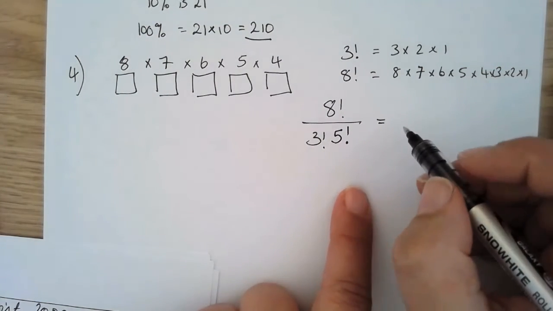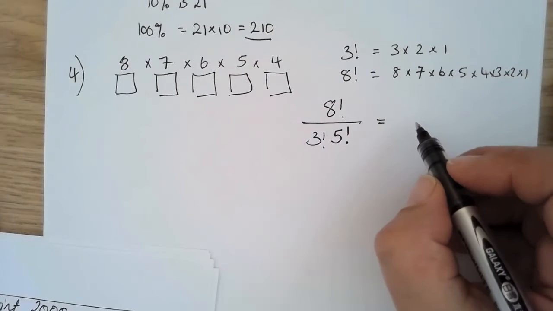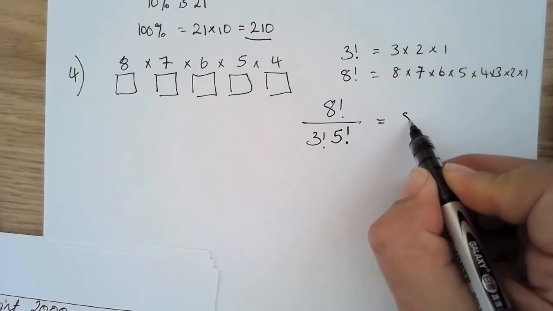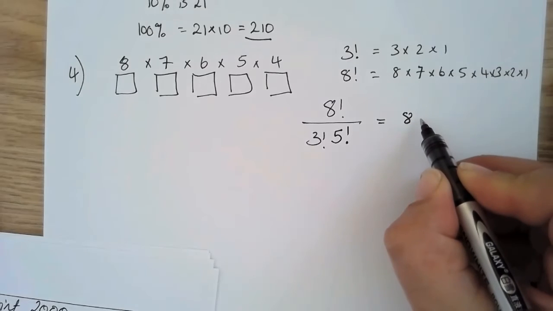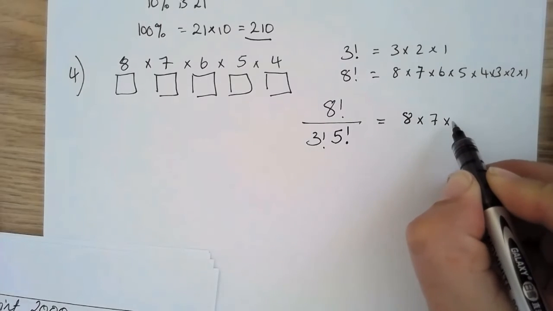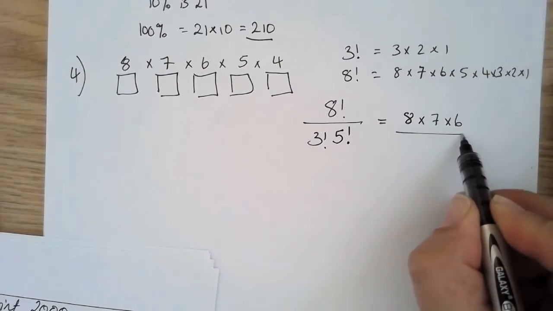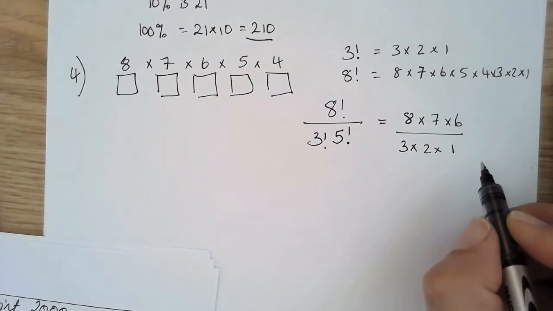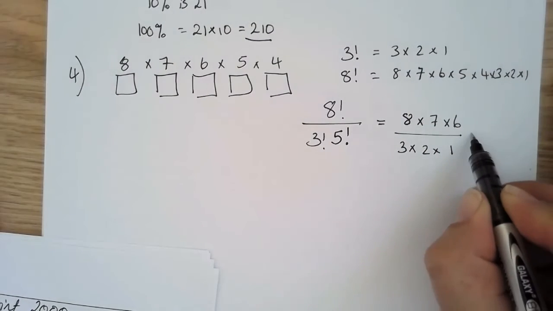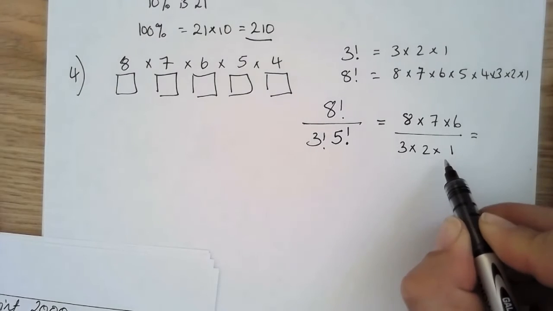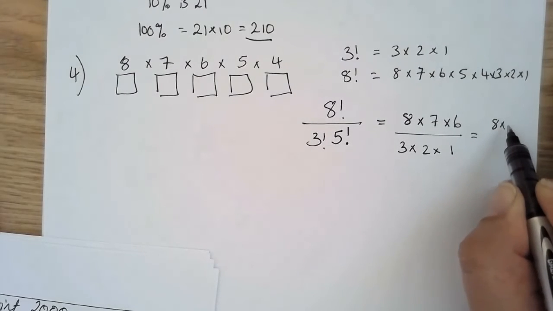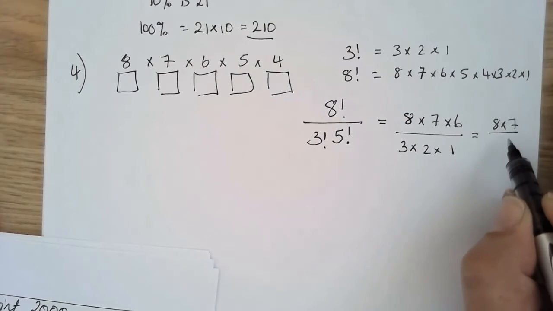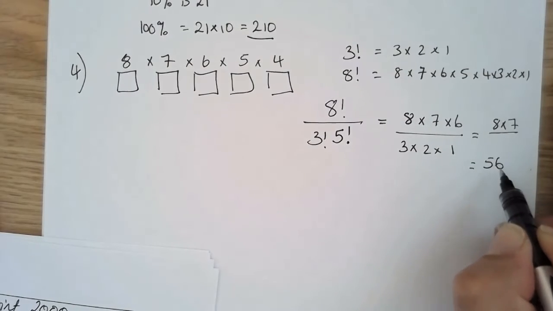So when you work this out, what this comes down to is that we are looking at 8 multiplied by 7 multiplied by 6, divided by 3 multiplied by 2 multiplied by 1. And 3 multiplied by 2 multiplied by 1 is 6. So therefore it becomes 8 multiplied by 7. The 6 cancels out to 1 on both top and bottom, so the answer is 56.